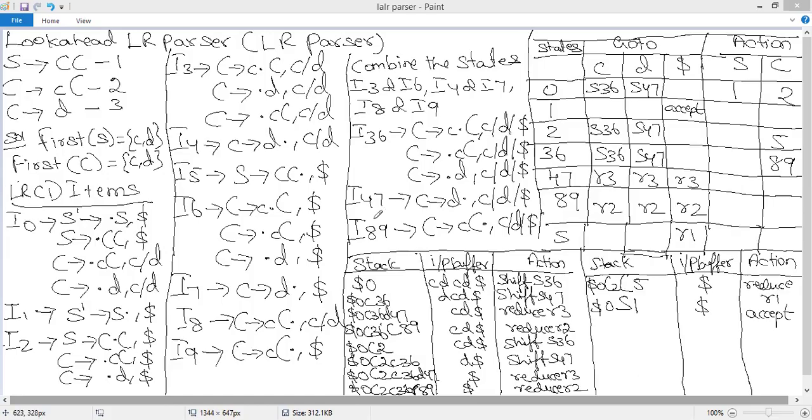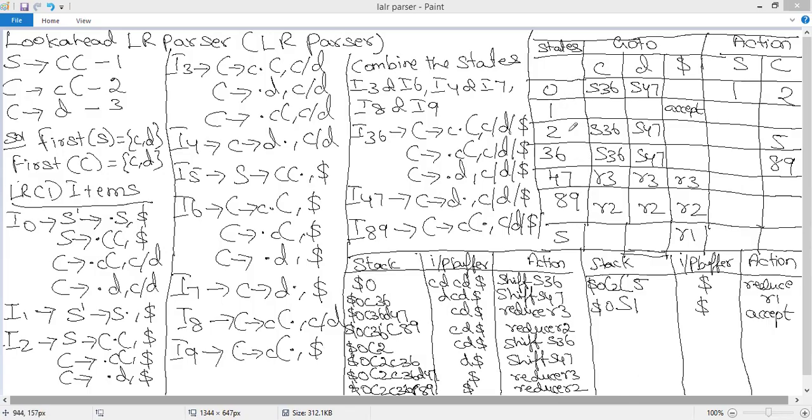After that, design the parsing table, the LALR parsing table, in this fashion. After combining, you can see here that before, in the CLR parser, we had 10 states. Now the states have been reduced to 7. You see here how I have combined the states.